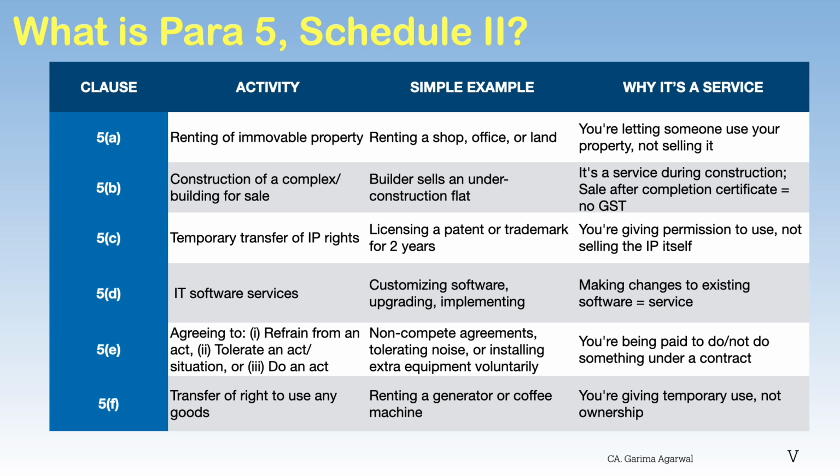Again, renting we also discussed in, I think, para 2, right? Renting of immovable property is a service. So shop, office or land, anything which is rented, it's a service. You are letting someone use it, giving a right to use that property, and you are not selling it. Then para 5B says construction of a complex or a building or a civil structure.